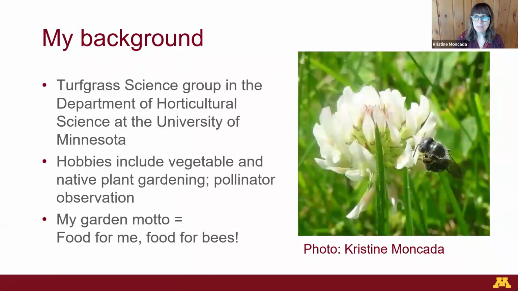So I won't go into my background too much. It looks like it was covered very well already. I am a researcher at the University of Minnesota. I like to mention my hobbies because it all ties together. I like to grow vegetables, I like to grow native plants, and I am also interested in pollinators. When you grow native plants, that attracts pollinators, and that's a great way to incorporate pollinators into your landscape. My motto, as far as gardening is concerned, is food for me and food for bees. So I like to grow vegetables for me, and I like to grow native plants for the bees.